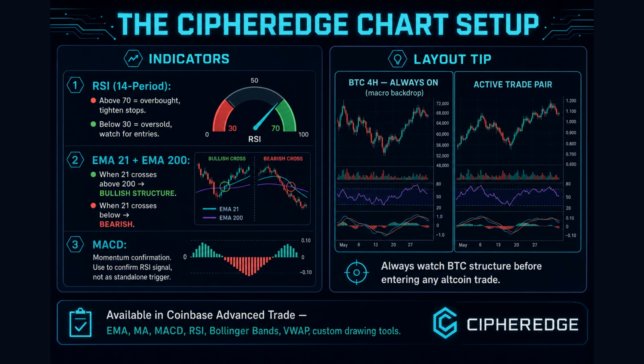The EMA 21 and 200 crossover tells me the structural trend direction. When the 21 crosses above the 200, that's a bullish structure. I'm willing to hold longer and size up. When it crosses below, I treat it as a bearish structure and shift to shorter-term setups only. I'm not trying to catch the big down move, I'm just acknowledging the environment has changed.